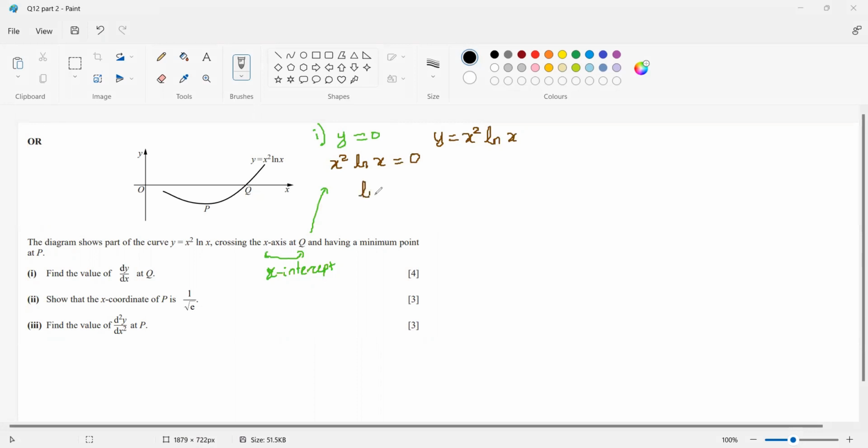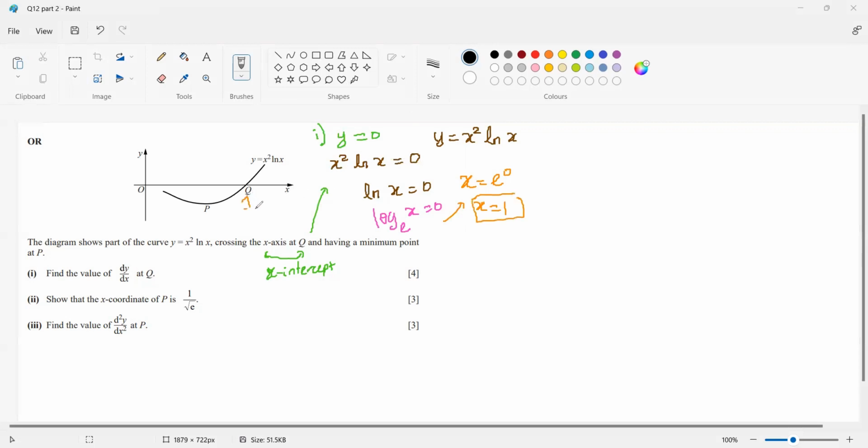So this means x squared times ln x. Actually, x squared cannot be 0, so the ln x part must be 0. From which we can deduce that, because ln x is just log base e, log base e of x equals 0. So we just do an anti-log of that. That means we'll get the value of x as e to the power of 0, or x is just 1.